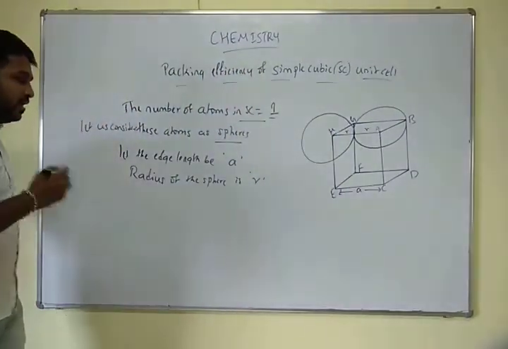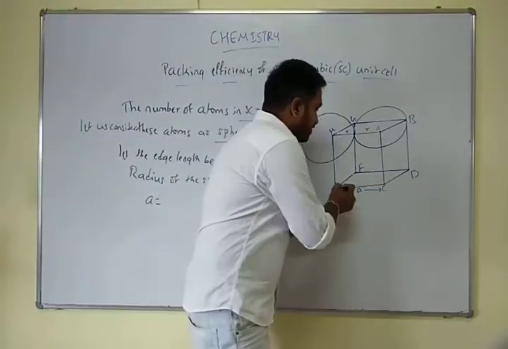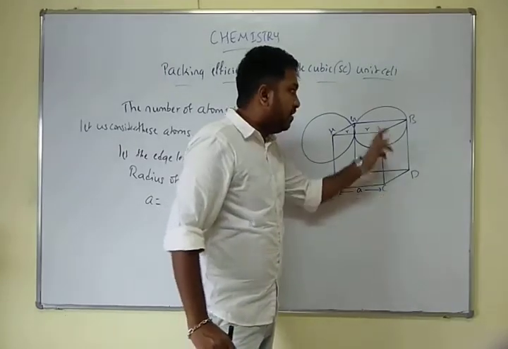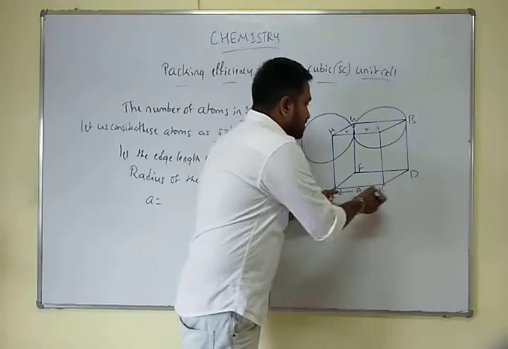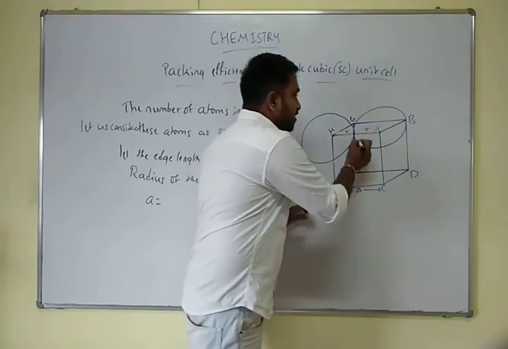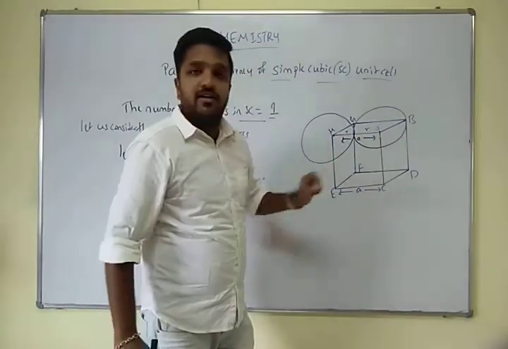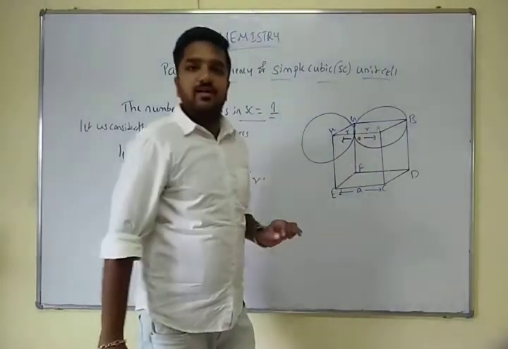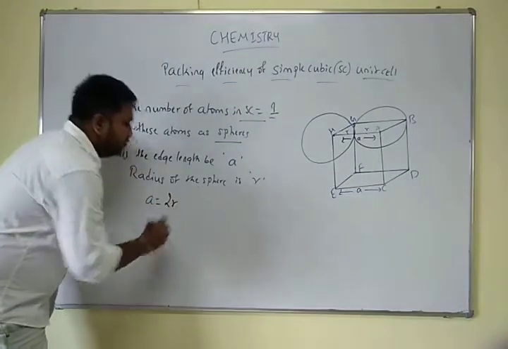Now what is a? If you focus on this, this is the edge line, the distance between point E and C, or whichever edge you have taken, that is a itself. See, if you observe, a is twice the radius. This is also a. Here, this is also an edge line, the distance between H and A. It is the sum of the radii of the two spheres. Clear? So r plus r, that means a equals 2r.